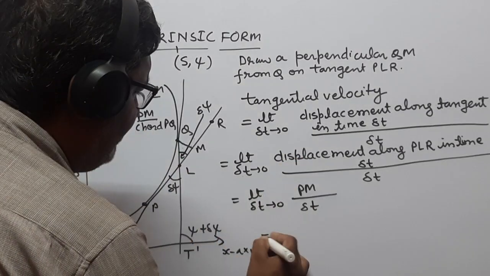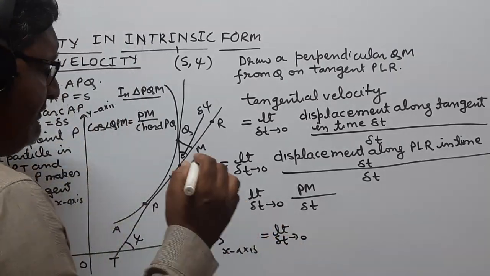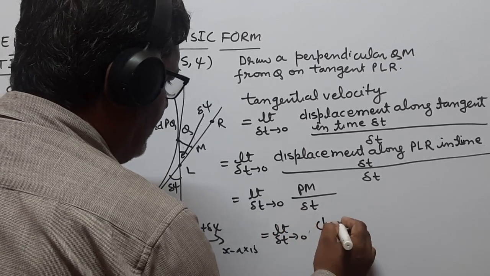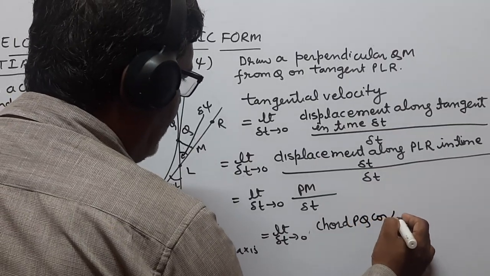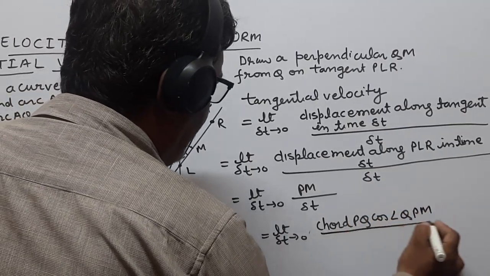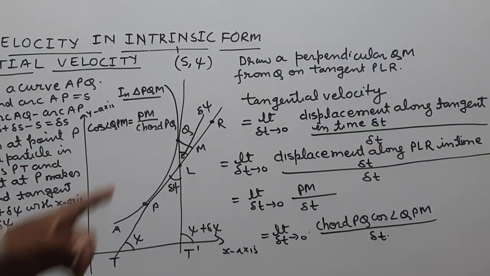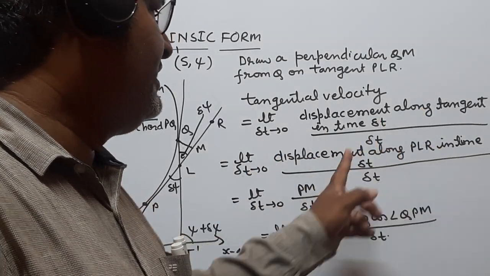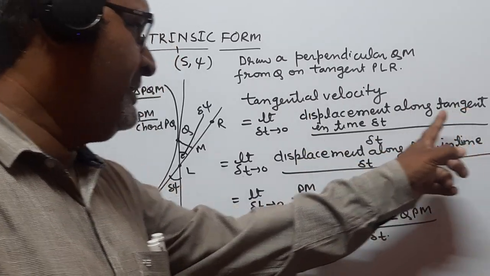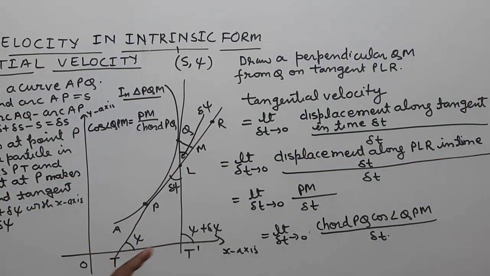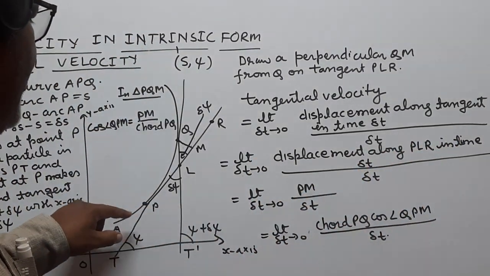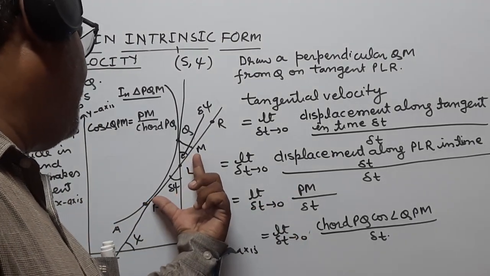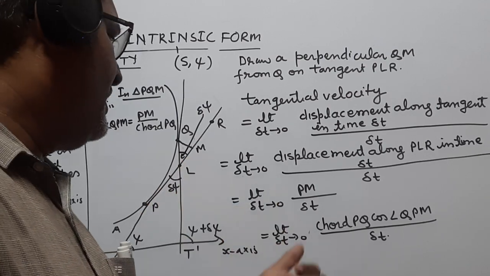So in place of PM, we write chord PQ cos angle QPM divided by del t. So we find here the tangential velocity. Tangential velocity is equal to limit del t tends to 0, displacement along tangent in time del t divided by del t, and here the tangent is PLR. So in time del t, how much is the displacement? The displacement in time del t along the tangent PLR is PM upon del t.